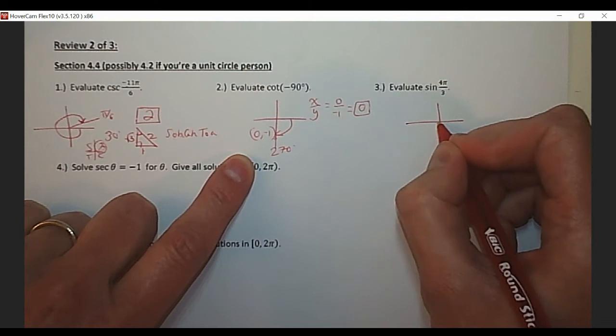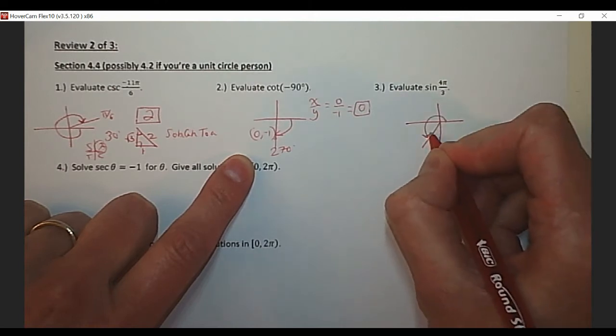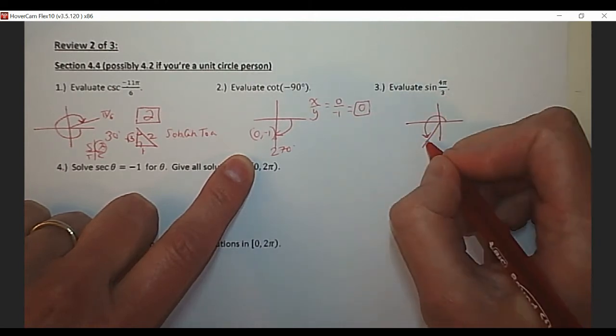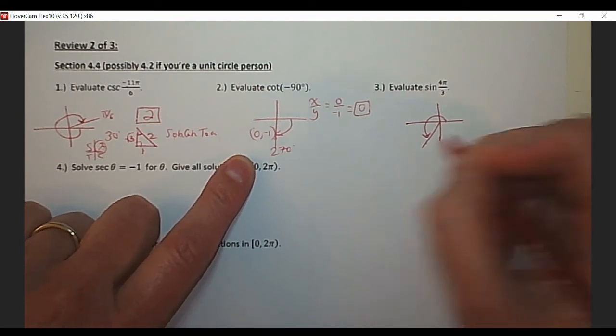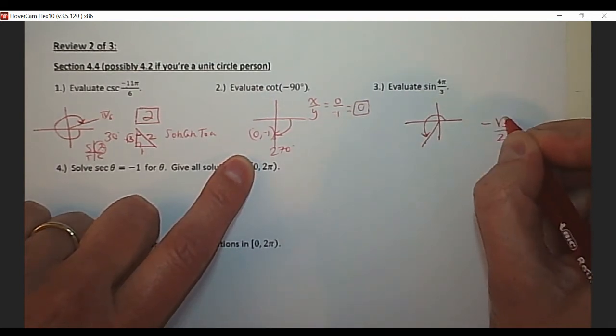For sine of 4 pi over 3, 4 pi over 3 is here in quadrant 3. If you're a unit circle person, you're going to look at the unit circle. You're going to grab the y coordinate. The y coordinate here is negative radical 3 over 2.